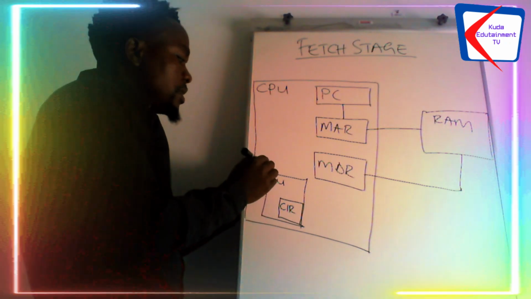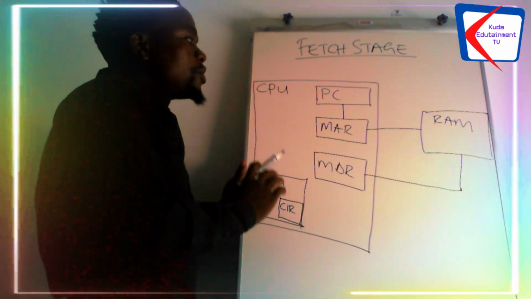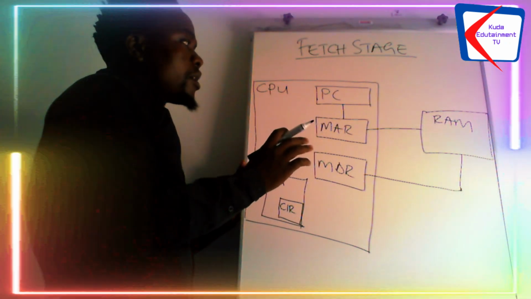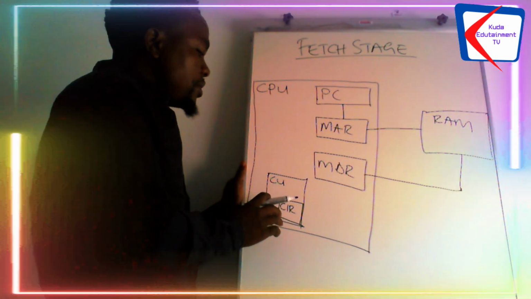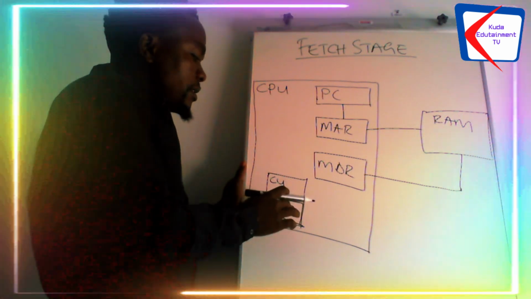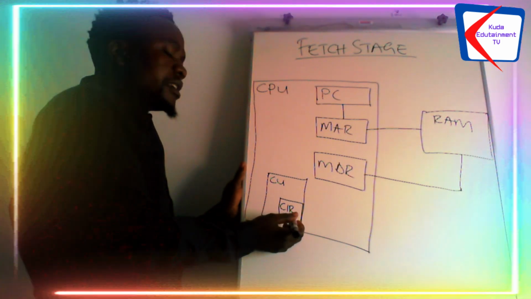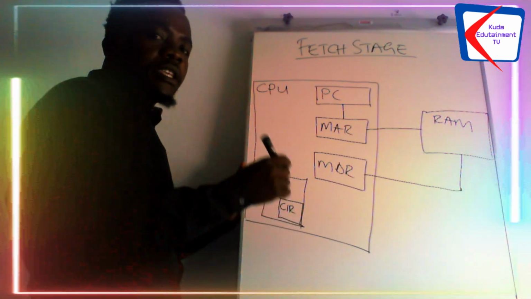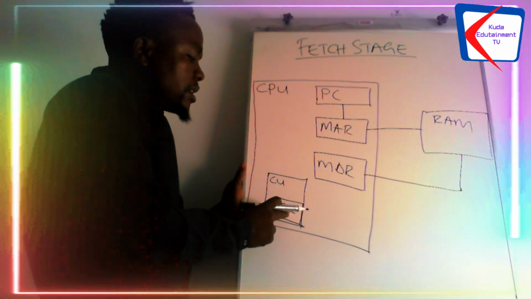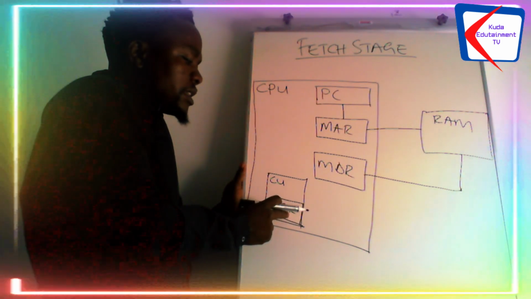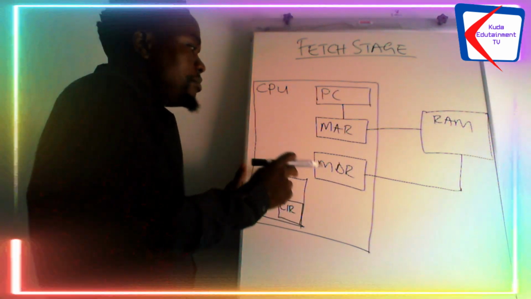And then the control unit, this one is responsible for making sure that each and every component is performing its required functions. That's the control unit. And inside the control unit, we have the current instruction register. What it does is hold the instruction that is currently being executed by the CPU.